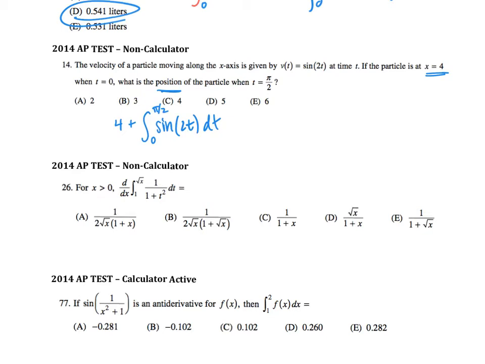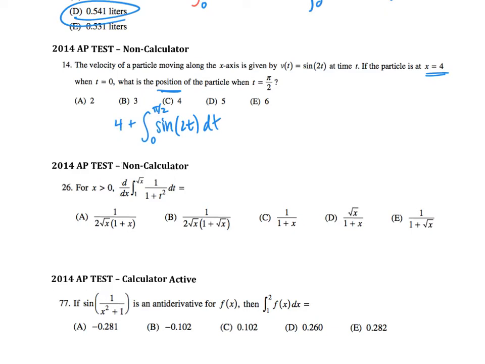So let's think about this. If t was 0, or if my upper bound was 0, an integral from 0 to 0 is 0, and so at time t equals 0, I'd have my initial starting point of 4. So now I've got to take the antiderivative of sine of 2t from 0 to pi over 2. That'll get me my distance traveled over this time period. Then I will adjust from where I started and add 4 to my final answer.